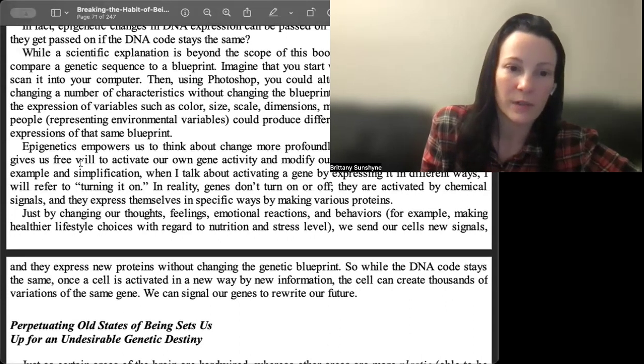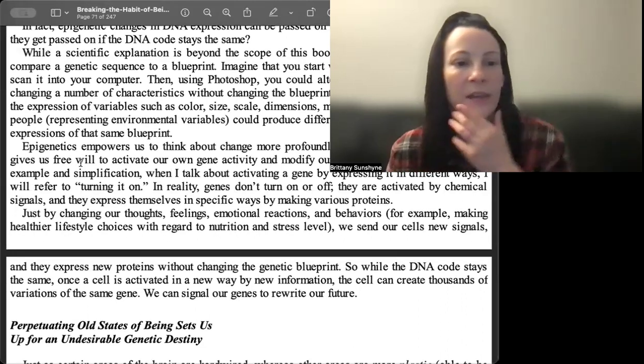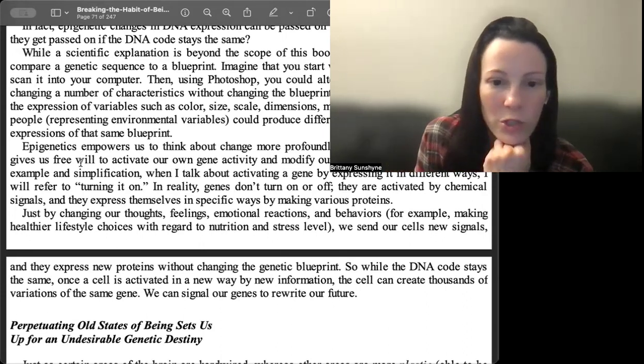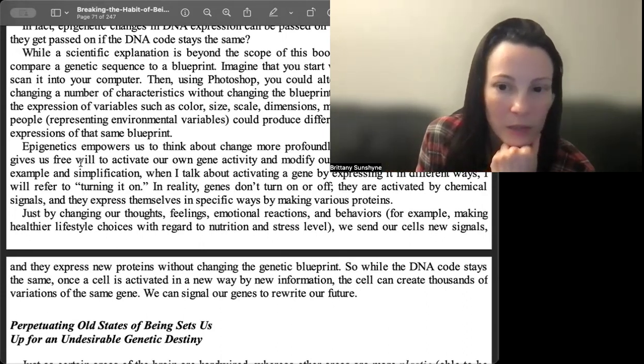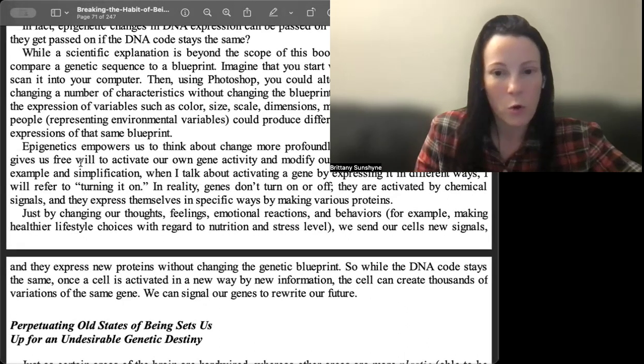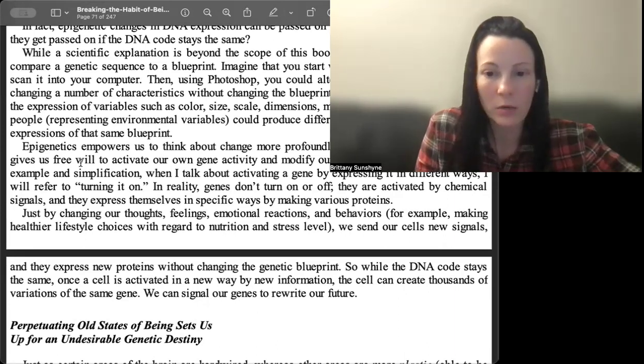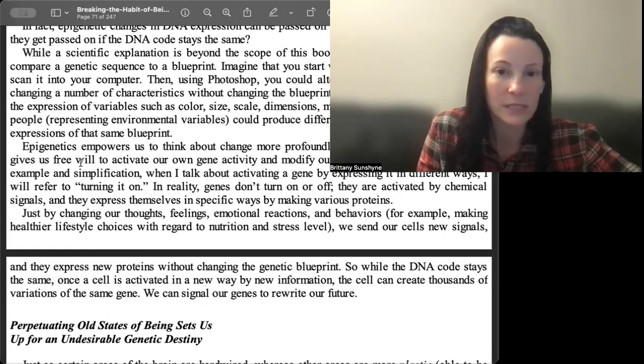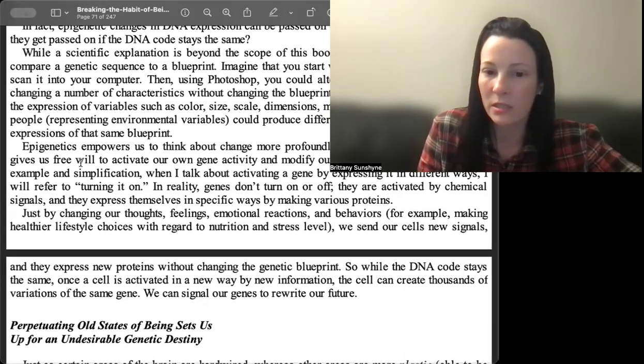Just by changing our thoughts, feelings, emotional reactions, and behaviors, for example, making healthier lifestyle choices with regard to nutrition and stress level, we send our cells new signals and they express new proteins without changing the genetic blueprint. So while the DNA code stays the same, once a cell is activated in a new way by new information, the cell can create thousands of variations of the same gene. We can signal our genes to rewrite our future.